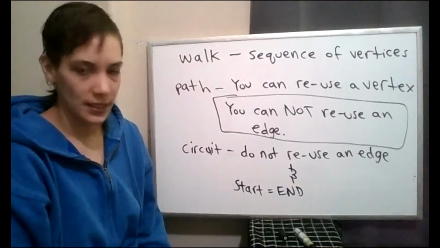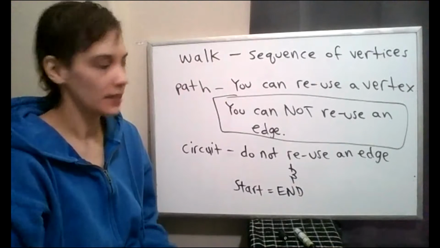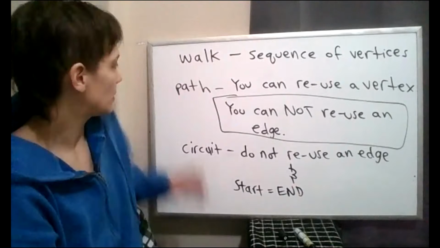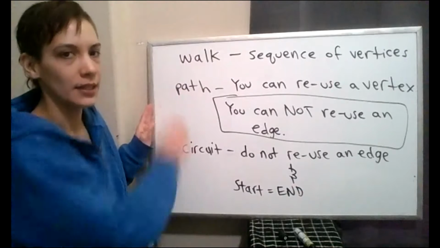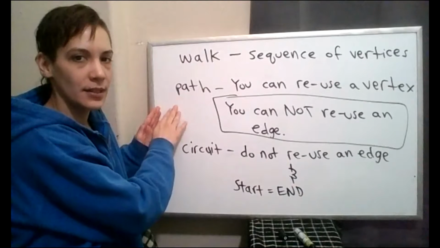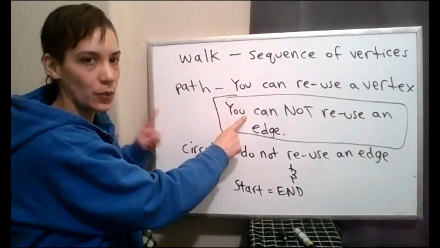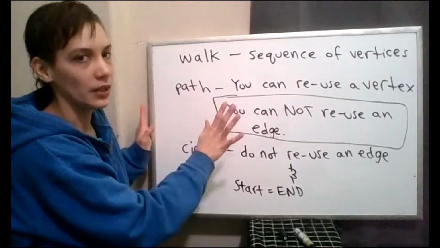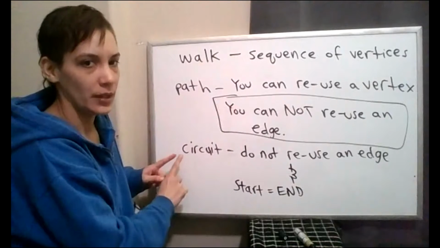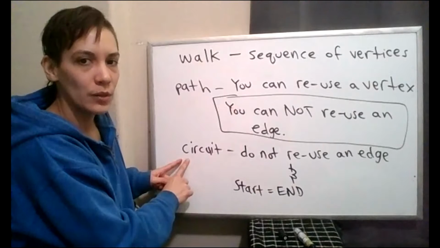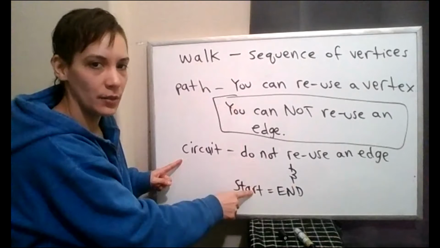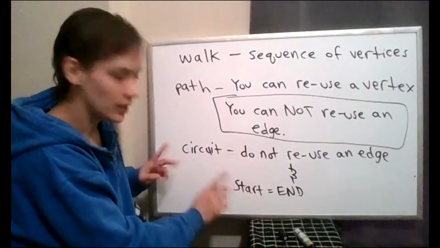And then the practice for today is for Euler paths and Euler circuits. So before we go there, an Euler path is a path where you use each edge one time and you use all edges. An Euler circuit is a circuit where you use each edge once, you start where you end, and you use all edges.